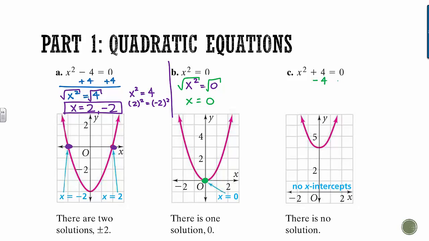When you go to solve, we'll get x squared by itself, and then we can take the square root. You cannot take the square root of a negative number. It's not allowed.